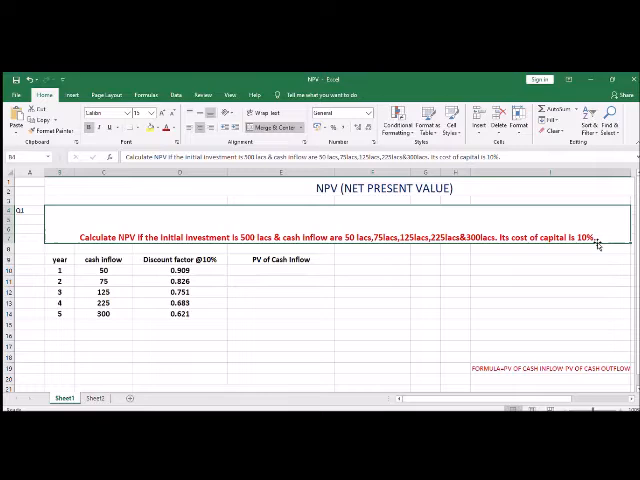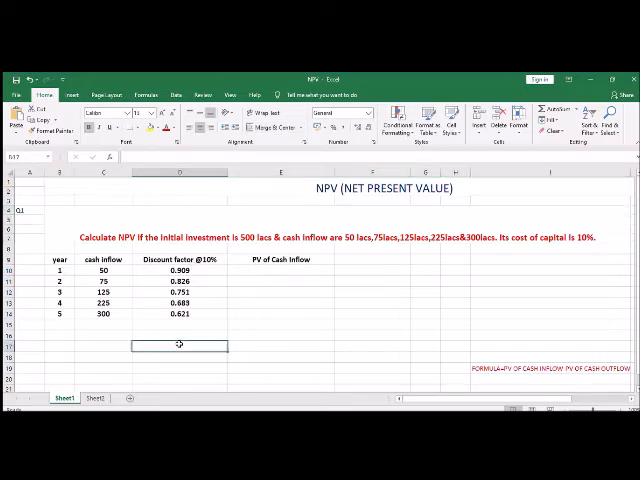So now as we can see here, the subsequent cash inflows are given. Now the discount factor is given as 10%. Now we know how to calculate this discount factor. In Excel we start with the equal to function. The formula to calculate it is 1 upon 1 plus r, where r is nothing but the discount rate.